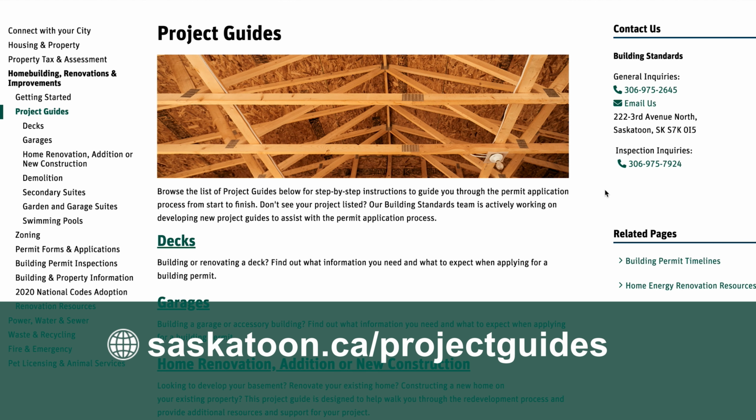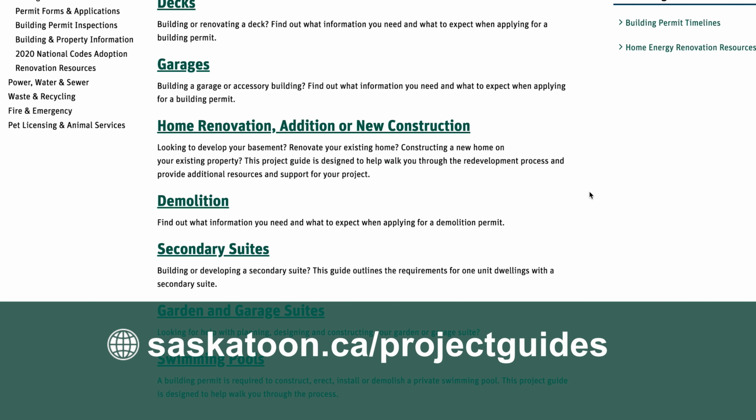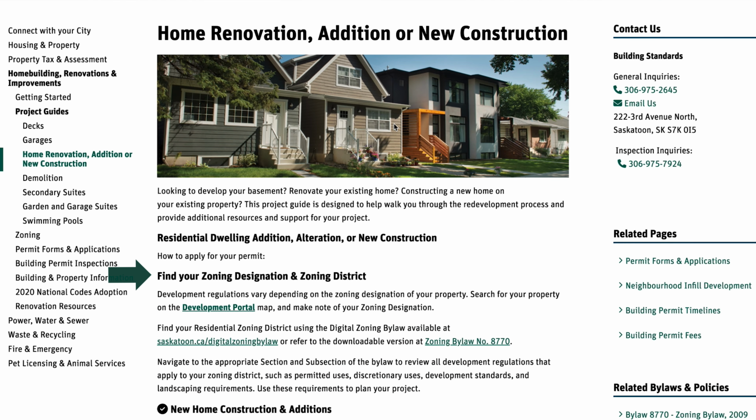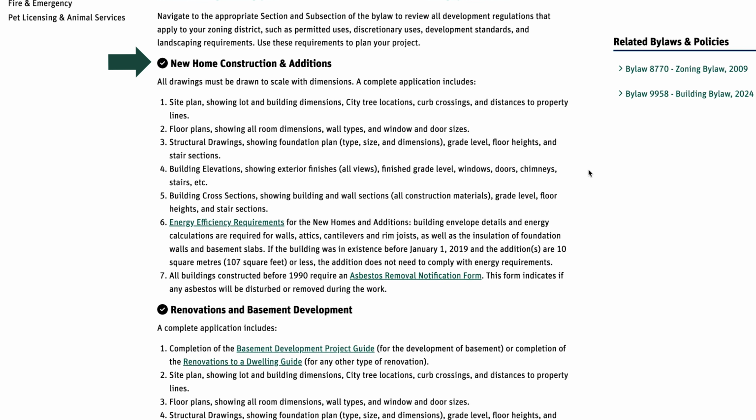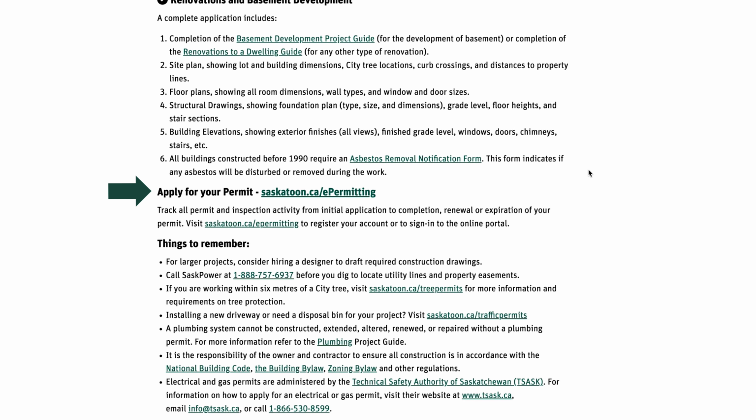Visit saskatoon.ca/project guides for a complete step-by-step guide to navigate the permit application process from start to finish. Here, you can find important information, including how to locate your zoning designation and zoning district, preparing your construction drawings and supporting documents, and detailed instructions on how to submit your permit application.